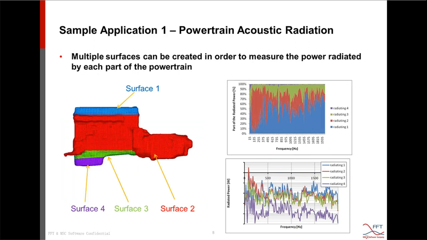Further than that, Actran can also help you get an idea of the contribution of different panels on the powertrain to the acoustic power radiated by the structure. Here we see that the structure is divided into different parts. The blue part, although quite small, is vibrating quite significantly and consequently radiating quite significantly. The reason behind that is that we have a different material, which is lighter, on the blue surface than on the rest of the powertrain system.